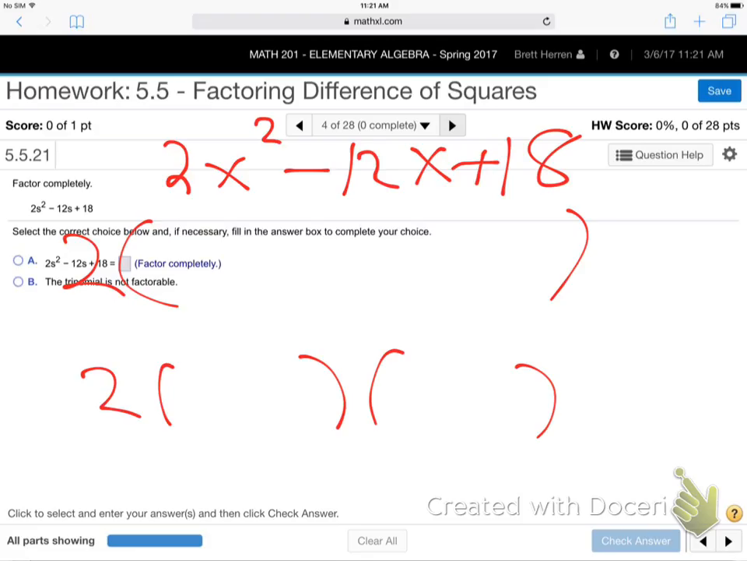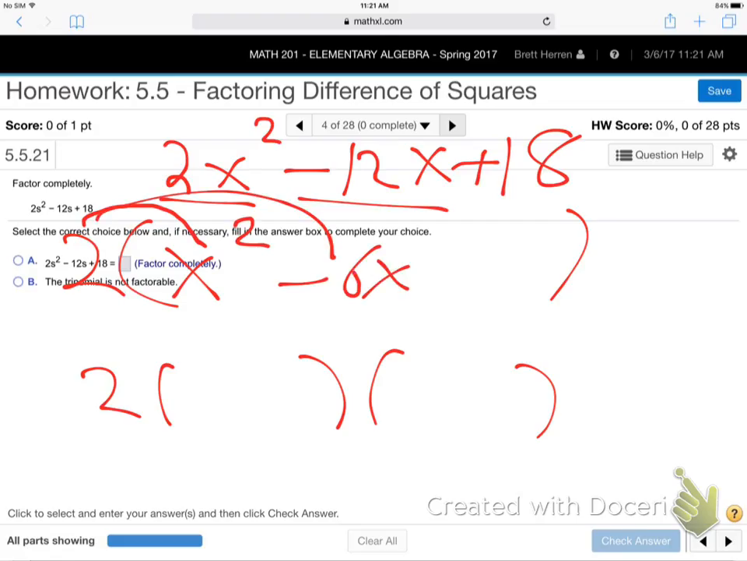So first, look at those new numbers, then go on to the two parentheses. How do you know what's going to be in them? Well, whatever works. 2 times what will go back to 2x squared? x squared. 2 times what will go back to minus 12x? Minus 6x. 2 times what will go back to 18? 9. Plus 9. Is that good? Everybody see how I came up with those? It's whatever works, whatever multiplies correctly.